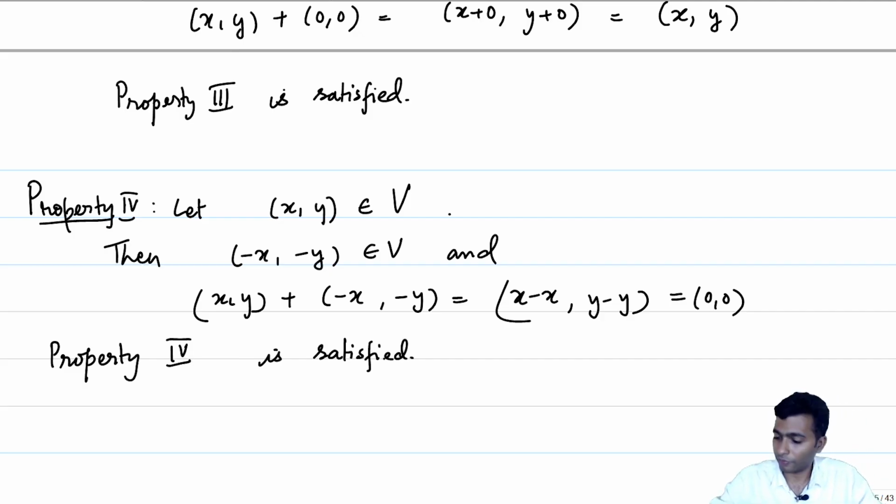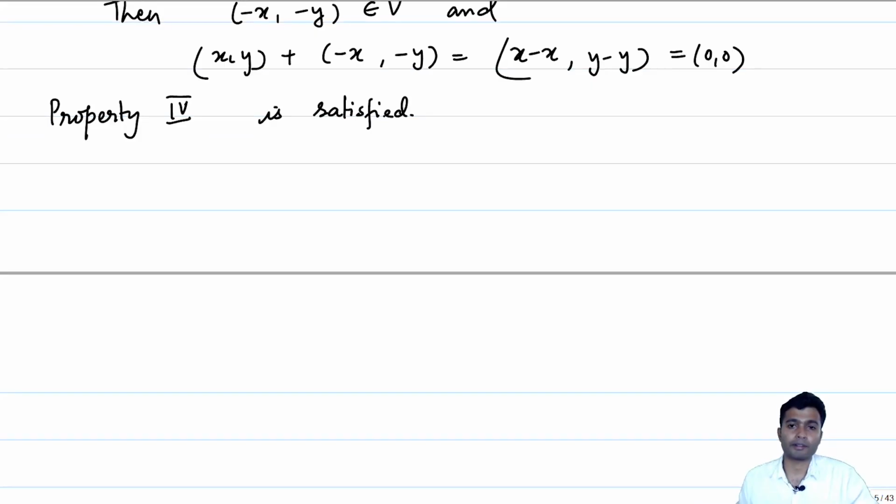What was the fifth property? The fifth property is the existence of multiplicative identity. So property 5.